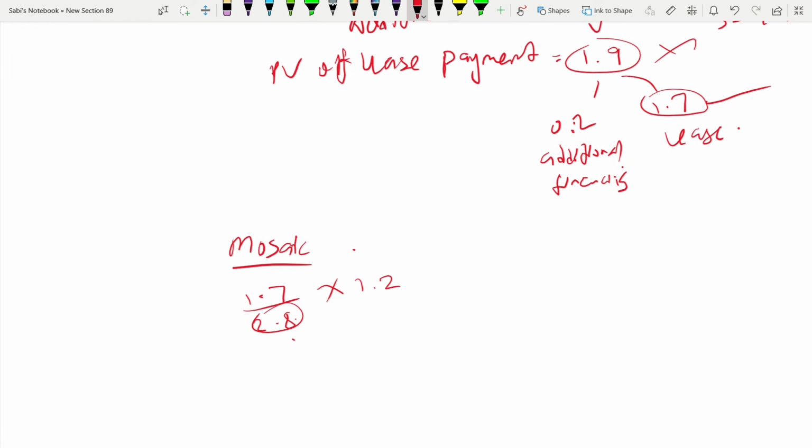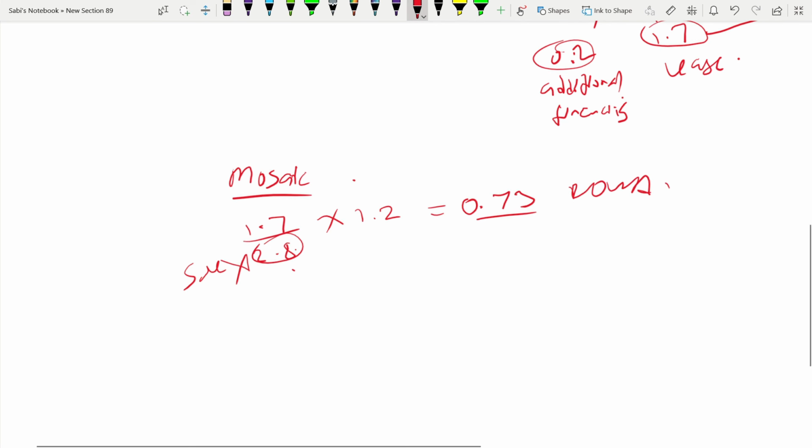Here you are not taking sale, by the way. Earlier you took sale. Why? Because this is additional financing of 0.2. When you have been given both the sales and the fair value, and you see sales is more than fair value, then you take the fair value. But when it's only sales, and nothing has been mentioned about fair value, you cannot find out this additional financing and all those things. Then it will be sales. So it will be 0.73. Right of use asset. Now entry, double entry.